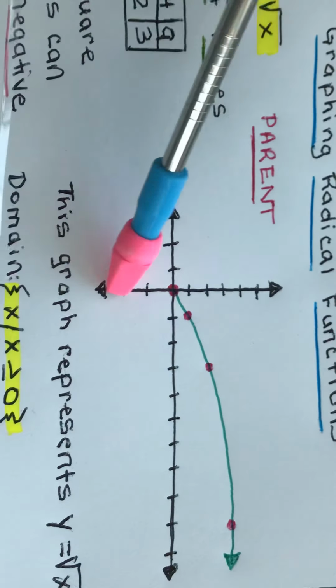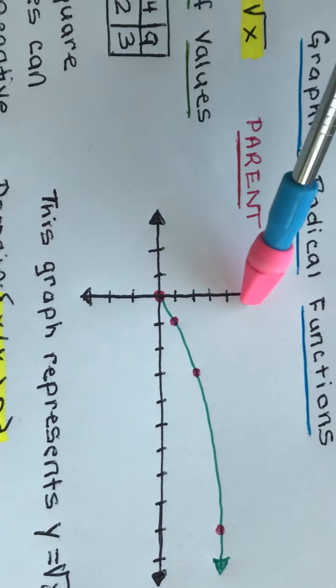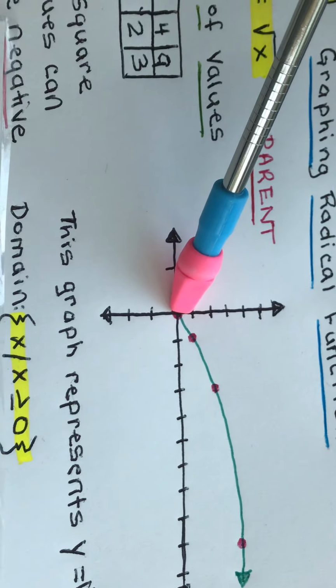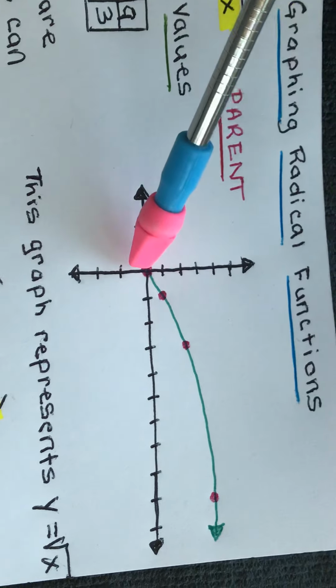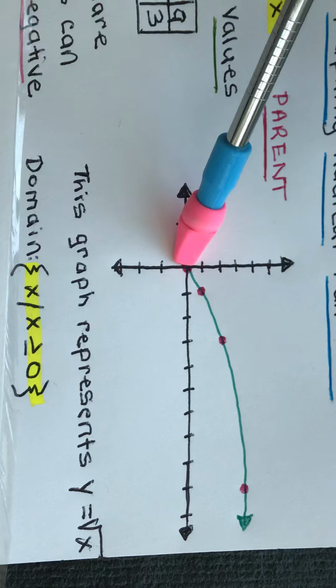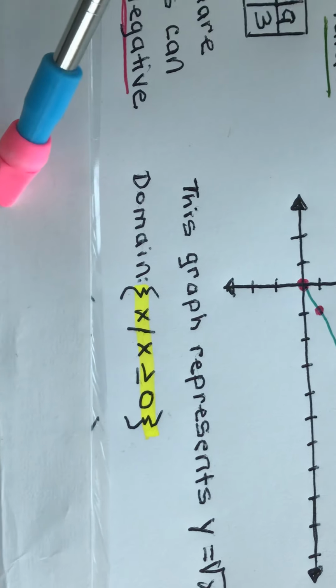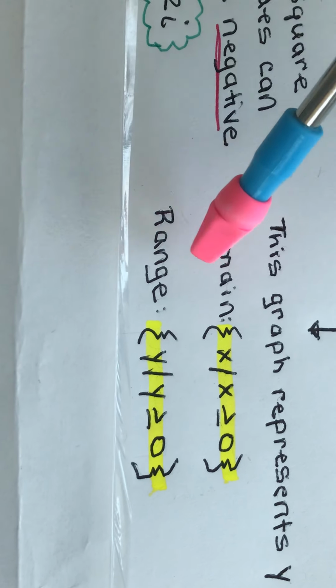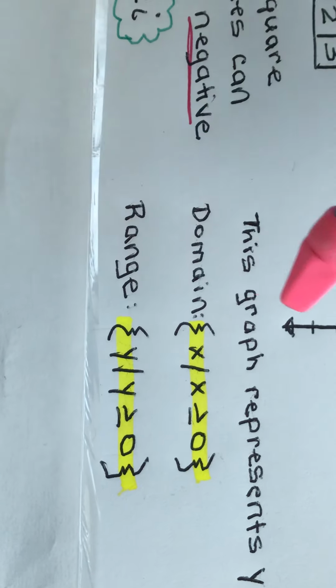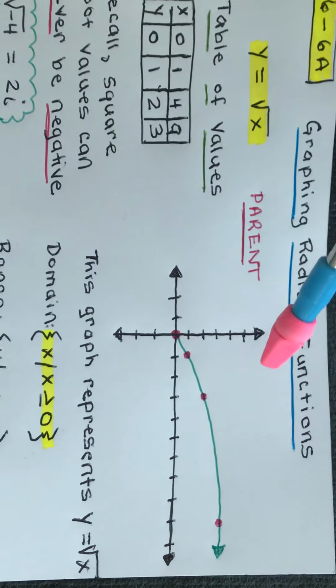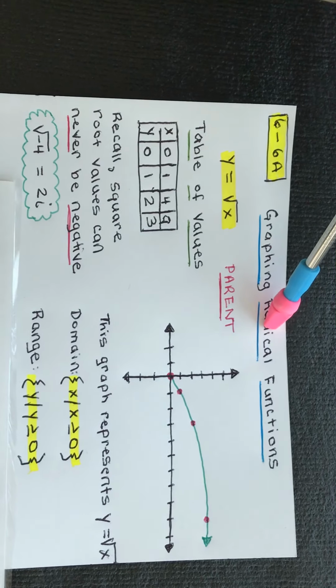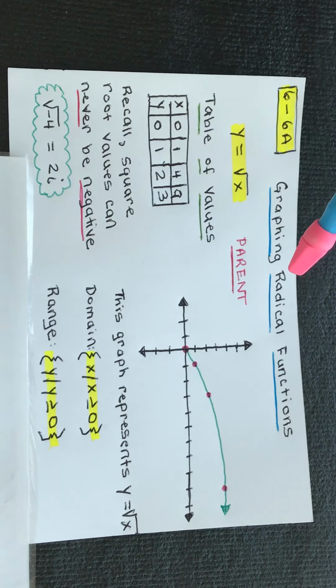And my range, if you recall, range means y. Here's 0. The graph is above the 0. So my range is all y values greater than or equal to 0. Domain is x, range is y. And there we have it. There's the basic idea of graphing radical functions.